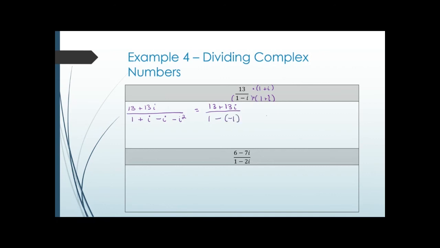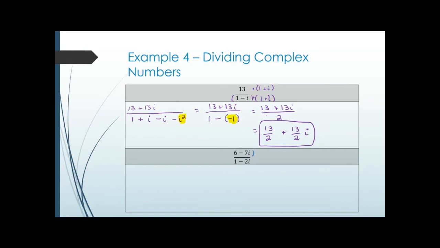So you want to be very careful about your signs here, because a lot of people will miss that it's minus negative 1. So you want to be very careful with your signs. So I have 13 plus 13i, and then 1 minus a negative 1 is 1 plus 1, so that's 2. And then we usually split this up so that it would be 13 halves plus 13 halves i, so that it is in standard form, so that we have the real portion separate from the imaginary portion.